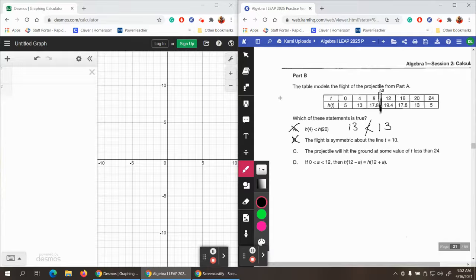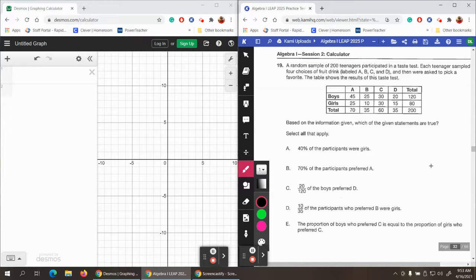The projectile will hit the ground at some value less than 24. We'll take a look at 24. Has it hit the ground yet? No, it's still 5 feet above the ground. So that means at some value greater than 24, it's going to hit the ground. So that's not the answer. D is the only one it can be, even though you don't understand what this means. All this is saying is that 12 is the line of symmetry. They're just saying that using math, which of course is true.